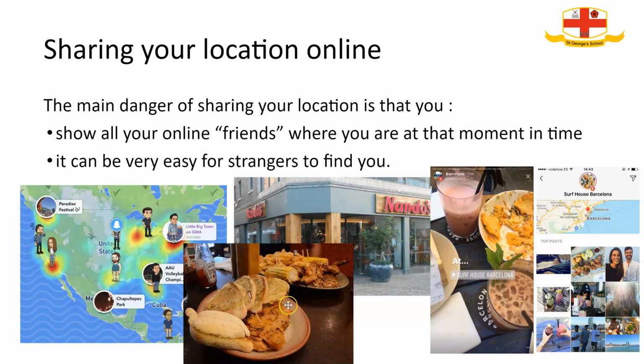So obviously we all know we want to take pictures and tell people about where we are, but it's okay to share the location if, for example, you went to Nando's, took your picture, left Nando's, got on the bus, then shared Nando's. That's the kind of thing that is more safe than telling people where you are at that very moment.